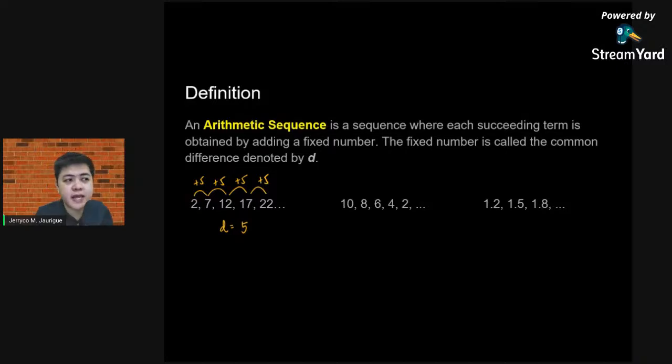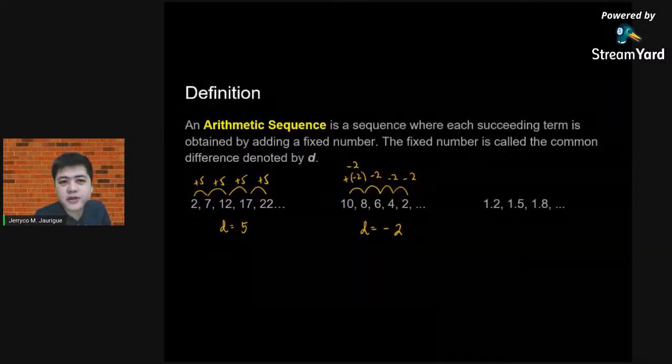Let's have the second one. We have 10, 8, 6, 4, 2. From 10 to get to 8, it's not increasing. It's not adding. You subtracted 2, so you added a negative 2. Or simply, you subtracted 2. From 8 to 6, minus 2, minus 2, minus 2. So for this example, your common difference is minus 2.